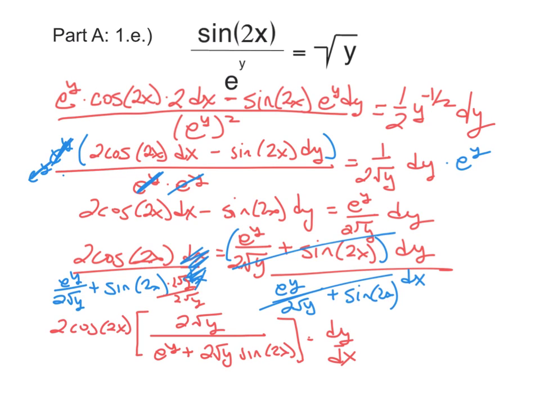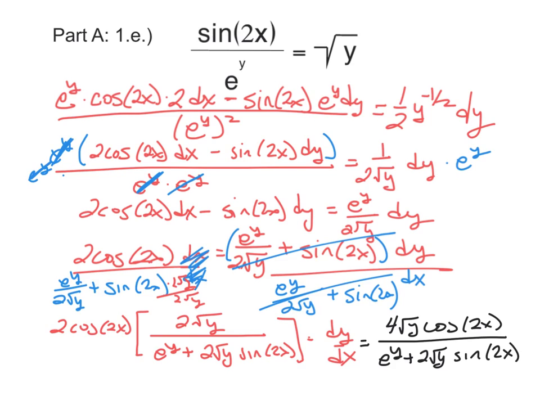Now, there's not any canceling or anything that we can do with that. So if you want to just simplify, clean up a little bit, put that 2 cosine 2x in the numerator, and we're left with 4 square root y cosine of 2x over this big ugly denominator, e to the y plus 2 root y sine of 2x. And there's our solution.